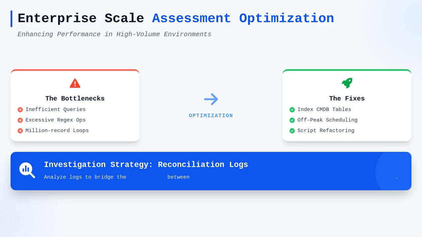When you identify performance bottlenecks in the exposure assessment flow, start by investigating the reconciliation logs. These logs provide a window into the normalization process and often highlight where the system struggles to bridge the mapping gap between a raw discovery record and a structured vulnerability definition.